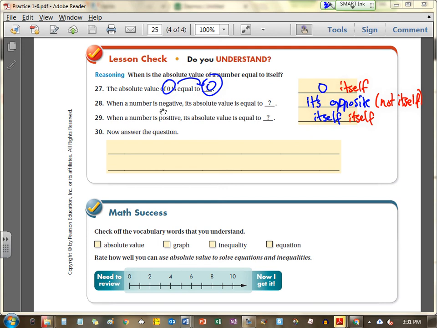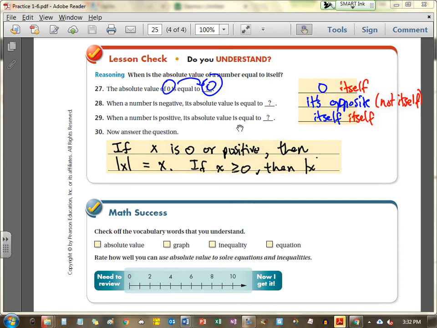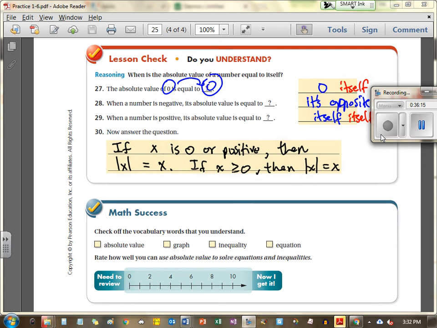Okay, so final answer would be like this. If x is 0 or positive, then absolute value x is equal to itself. That's a great way to write it. And another way to write this would be if x is greater than or equal to 0, that means 0 or positive, then absolute value x is equal to itself. Sorry for the noise. So you can write one sentence or both, or I don't care which one. Okay, they're the same meaning.